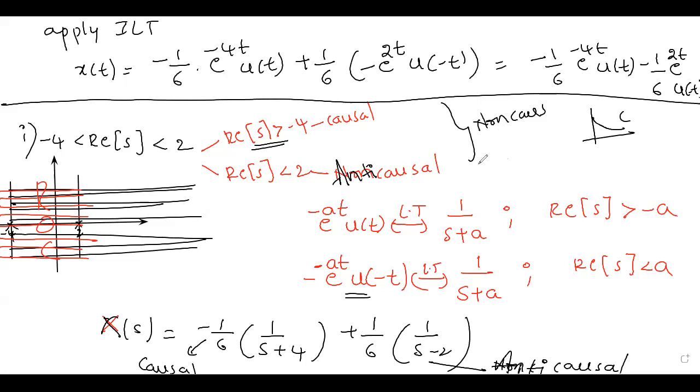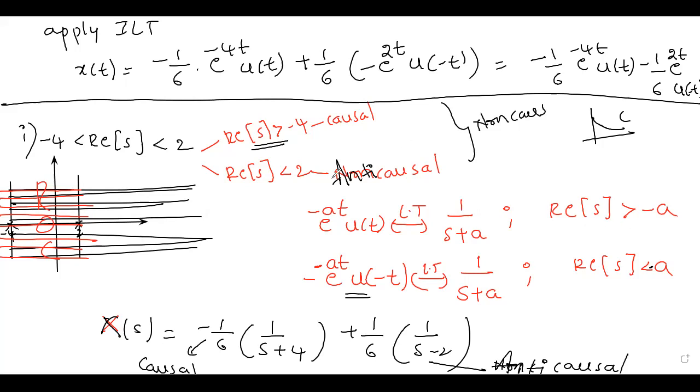Ma'am, real part of s for minus e power minus at, for that we should get minus a, no ma'am? Yeah, here it is minus a. Sorry, I have written it wrong. The pole value is minus a only here, right? S equal to minus a. So real part of s is less than the pole. Here I forgot the minus. Correct, ma'am. I'm sorry. The Laplace transform is the same. Only the ROC is different.